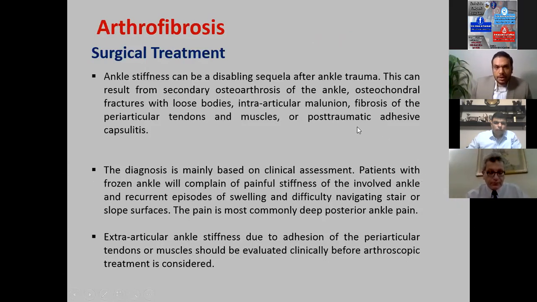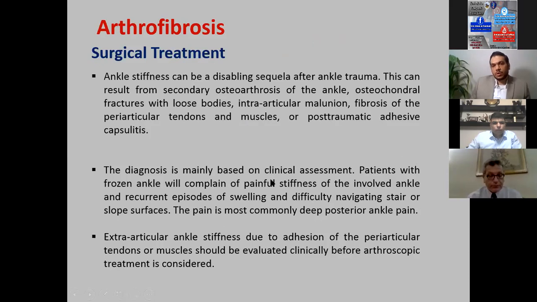One more indication will be arthrofibrosis after trauma. Ankle stiffness, or what's called the frozen ankle, can be a disabling sequela after ankle trauma. This can be the result of secondary osteoarthrosis of the ankle, osteochondral fractures with loose bodies, intra-articular malunion, fibrosis of the periarticular tendons and muscles, or post-traumatic adhesive capsulitis, the frozen ankle.